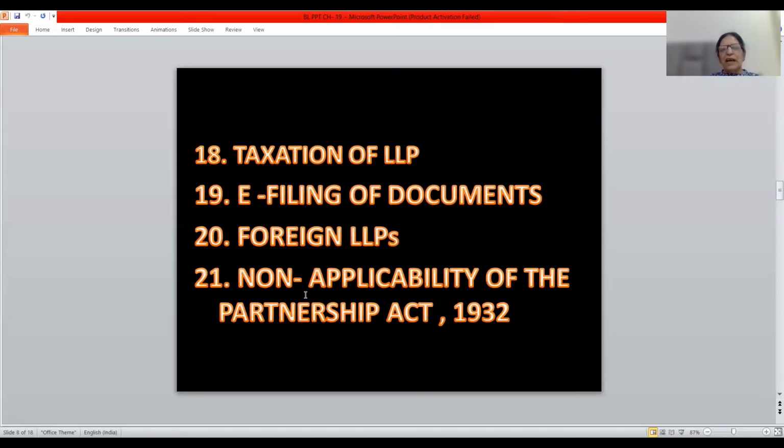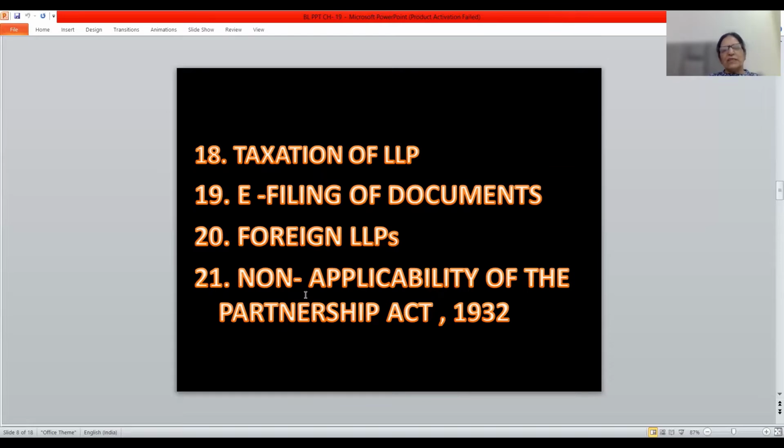Taxation of LLP. The LLP Act 2008 is silent about the taxation of LLP, but the Finance Act 2009 has laid down the roadmap for LLP. So the provisions of the Income Tax Act 1961 shall apply to LLP. For the details of the provisions of taxation of LLP, I will be creating one video, and in that video I will cover all the provisions relating to taxation treatment of LLP.